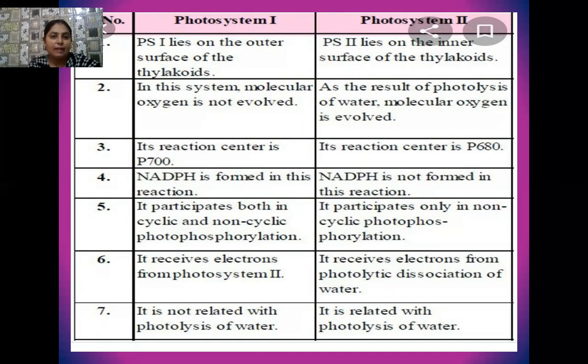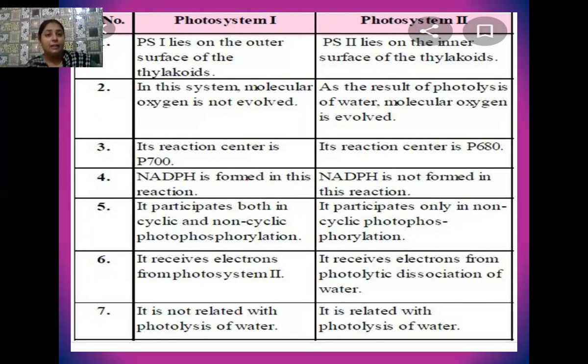Then in photosystem 1, that is P700, the NADPH molecule is formed as an energy rich molecule. Whereas in photosystem 2, that is P680, the NADPH molecule is not formed, only ATPs are formed. Then photosystem 1, that is P700, participates in both cyclic as well as non-cyclic photophosphorylation.